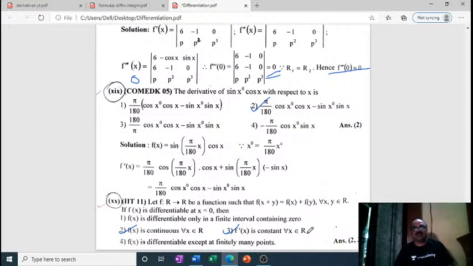This question comes under IIT group of questions where more than one answer will be correct. So under that category, these questions come.